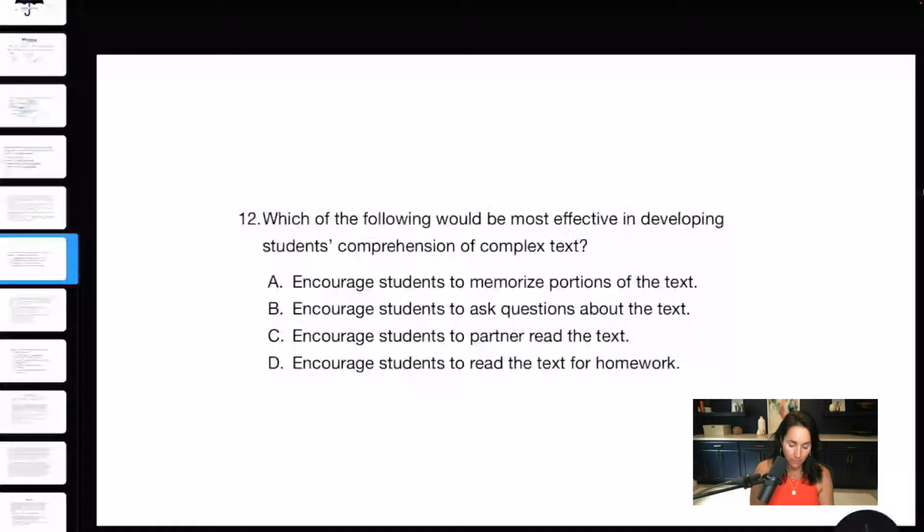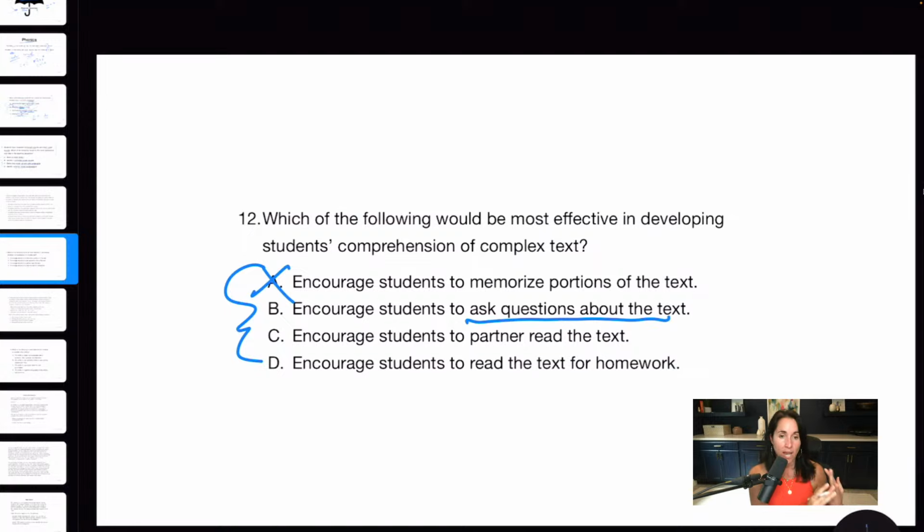All right, let's have a look at number 12 here. So I'm jumping ahead. Answer choices. Encourage students to memorize portions of the text. No. Do we memorize high frequency words? Yes. Do we memorize portions of the text? No. B, encourage students to ask questions about the text. Yes, I love asking questions about the text. Asking questions is a higher order thinking skill. It promotes metacognition, comprehension. I like B. I'm going to underline it.